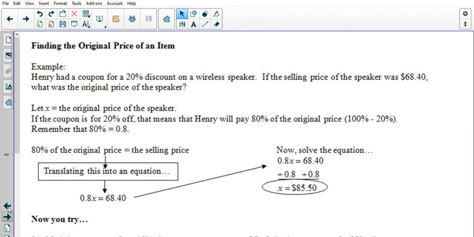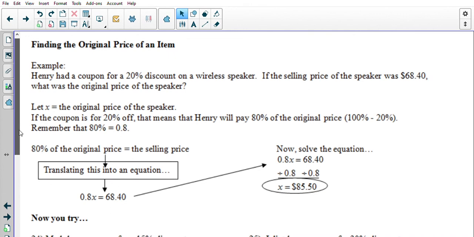So I let x equal the original price of the speaker. If the coupon is for 20% off, that means that Henry will pay 80% of the original price. 80% is 0.8. So if we take 0.8 times x, the original price, that'll get us the sale price of $68.40. And then we just solve that equation. We know how to solve one-step equations. You solve that and you get $85.50, which makes sense that the original price would be higher.